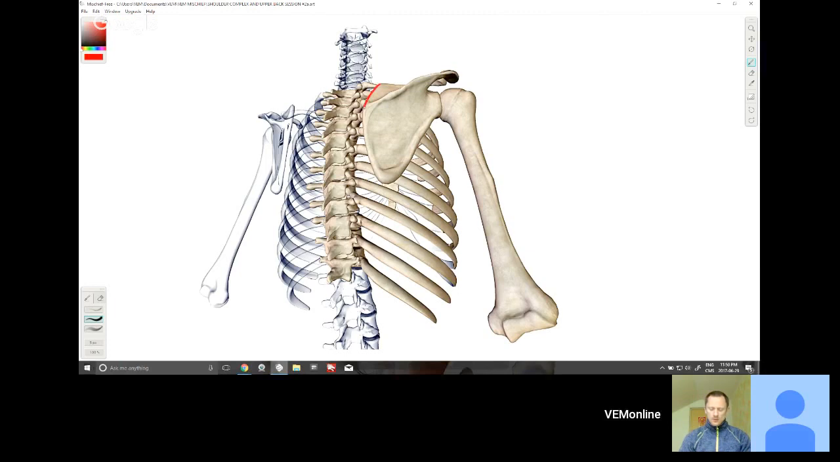So here we can see scapula. Or so to say, shoulder blade, right? So what structures should we know on this bone? Here we can see the spine of the scapula. That's the spine, easily palpable. Everybody can find that with ease. Spine of the scapula.